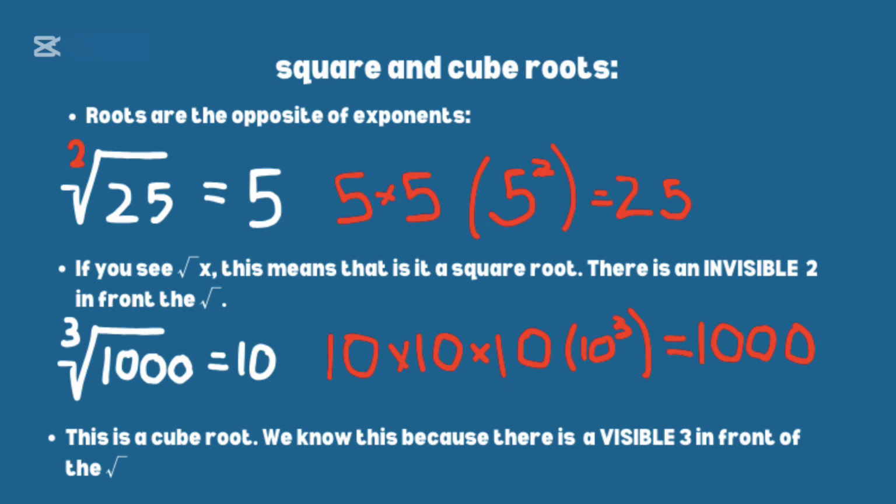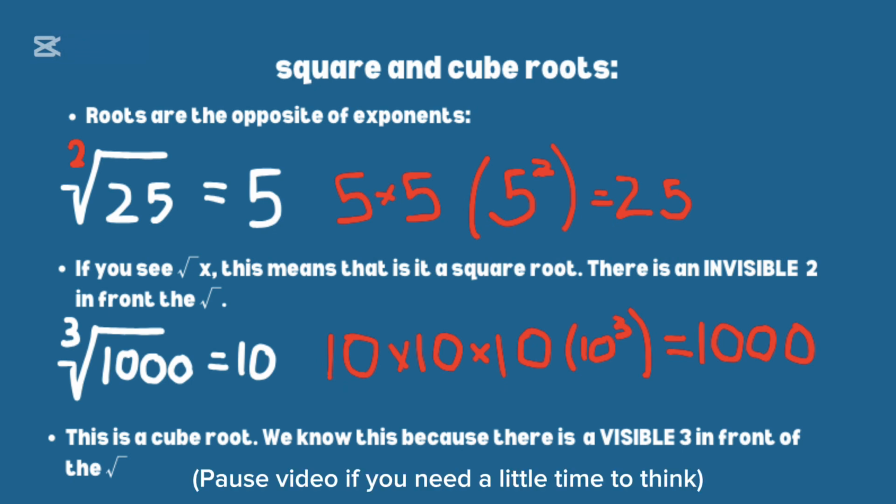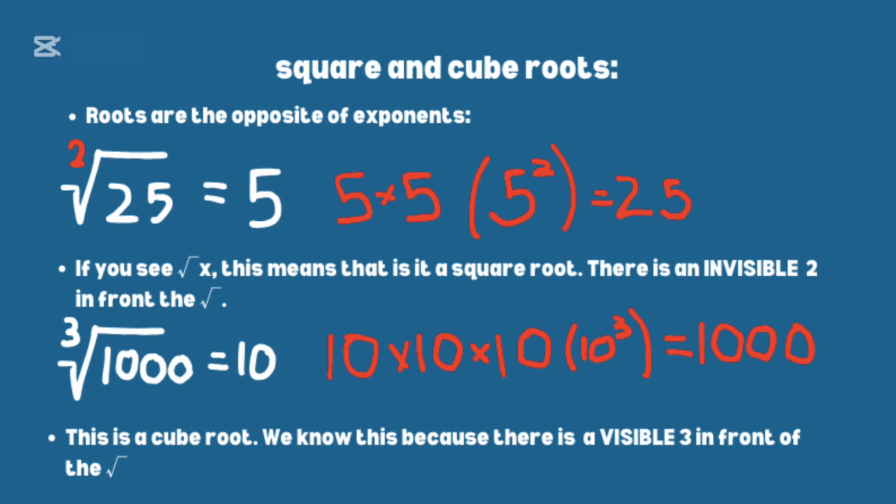Okay, let's try another example. Square root of 49. What number times by itself is equal to 49? 7. Well done.